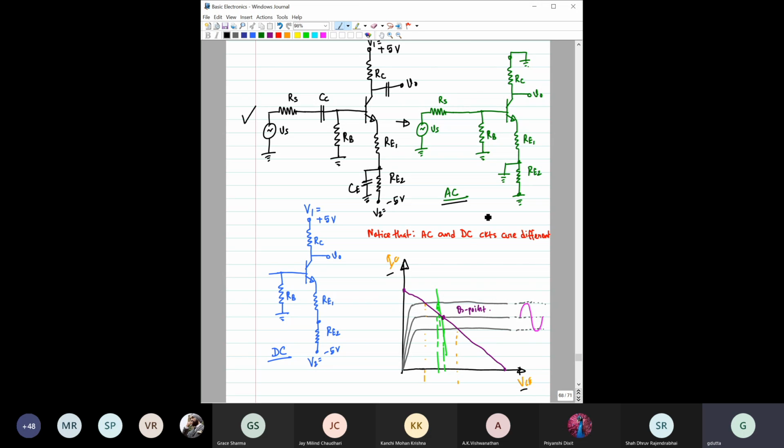We will come to the DC load line maybe after some time. But if you now see this loop, to draw the load line we know that this IC is flowing, and VCE is this one. So here this is IC, VCE. We have to take the KVL along this outer loop of this circuit. So you consider the KVL along here, and this is for AC.